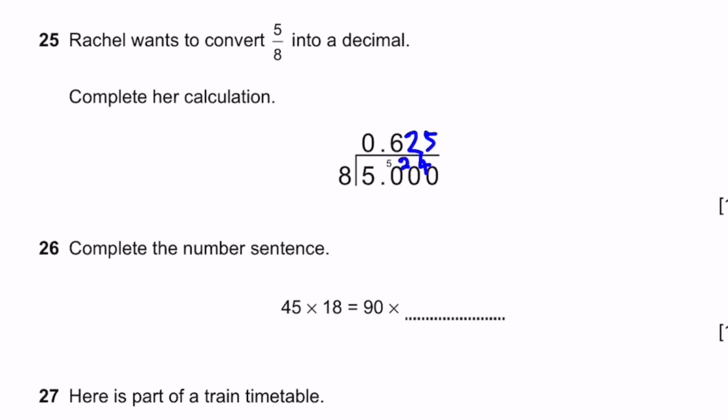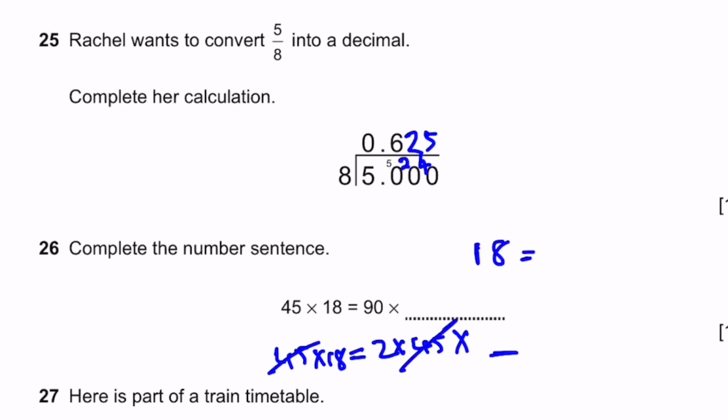Question 26. Complete the number sentence. 45 into 18 equals 90 into dash. We know that 90 is equal to 2 into 45. So 2 into 45 into dash is equal to 45 into 18. We can cancel the 45 from both sides. So 18 is equal to 2 multiplied by dash, and this dash is actually 9. Therefore, 45 into 18 is equal to 90 into 9.